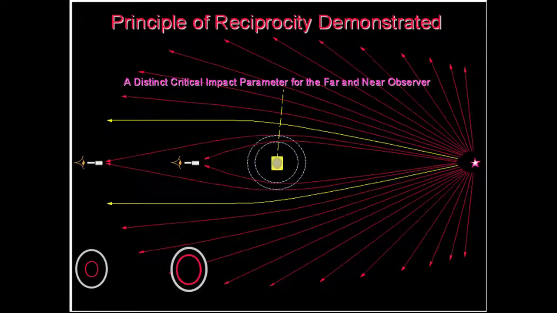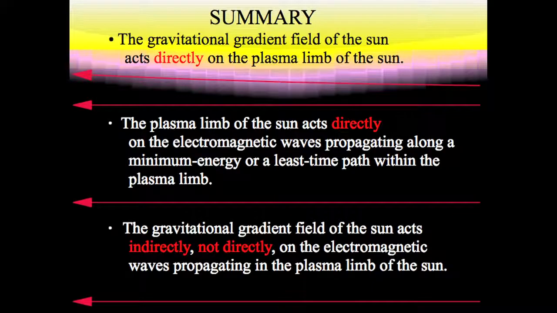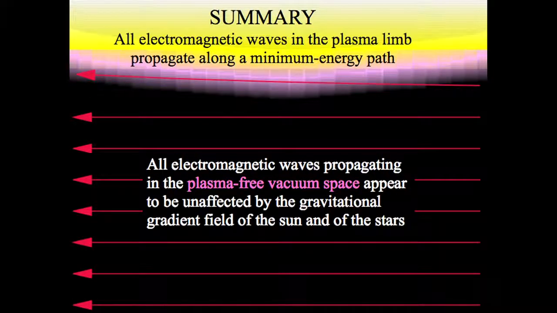So summarizing what I just talked about, let's finish up. Just skip over to the summary and conclusion. In the conclusion, you have the light scattering and light bending according to general relativity. Let's summarize, and then I'll finish. In summary, the gravitational gradient field of the sun acts only directly on the plasma limb of the sun, and there is no bending whatsoever outside of that. And electromagnetic waves propagating free of plasma have no bending whatsoever.